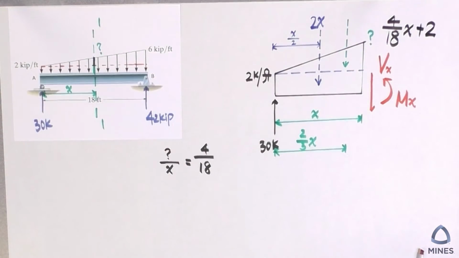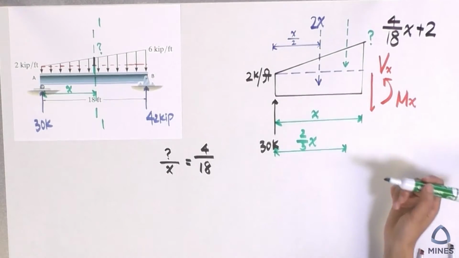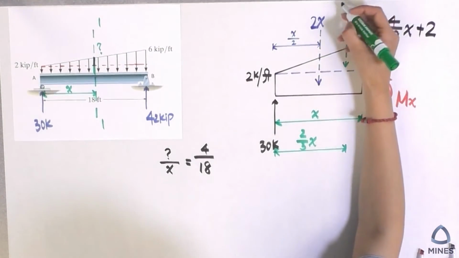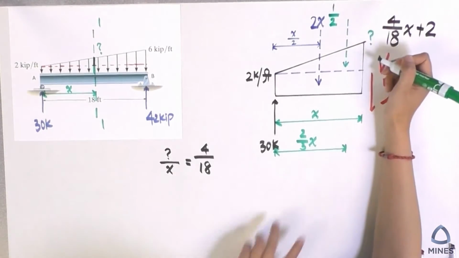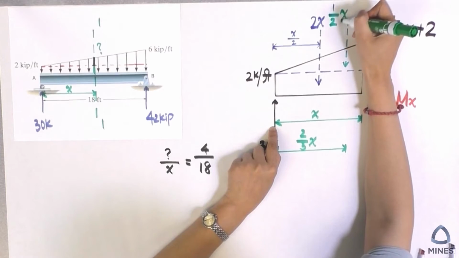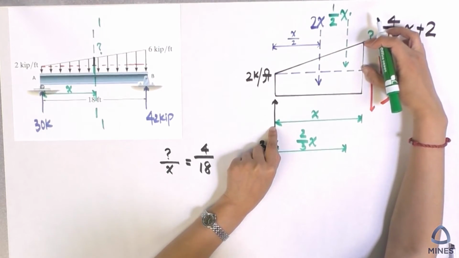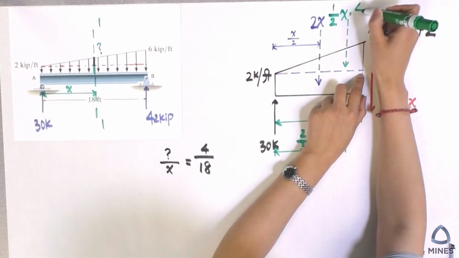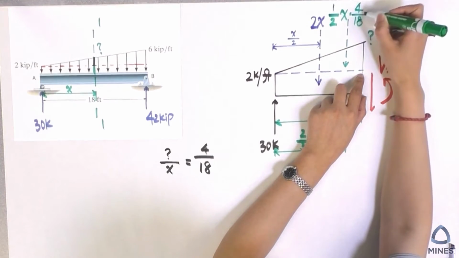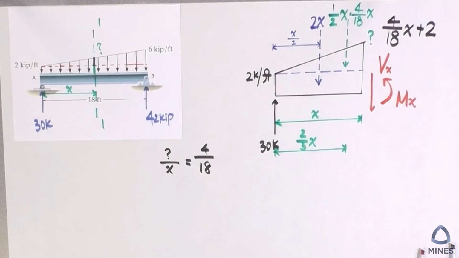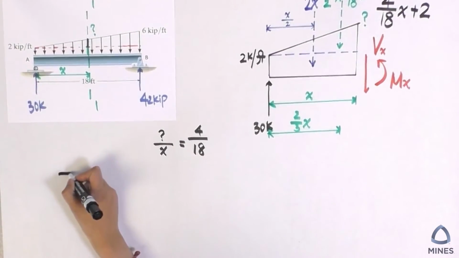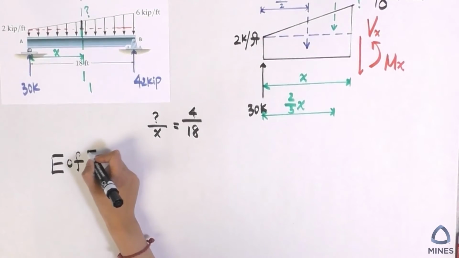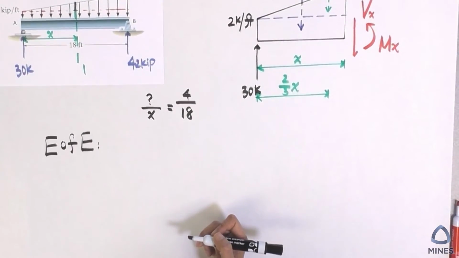So now let's take a look at how we simplify the triangle load. It will be 1 over 2, the base will be X, and multiplied by the height, which will be 4 over 18 multiplied by X. That's going to be our triangle load. Now everything is ready. We have all the dimensions, so we can use our equilibrium equations to find the shear function and the moment function.